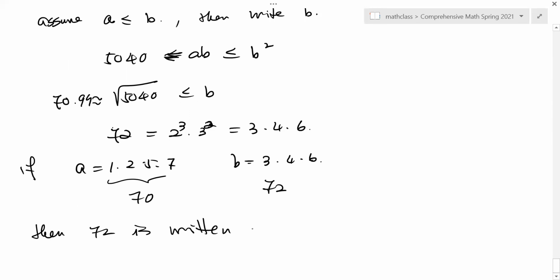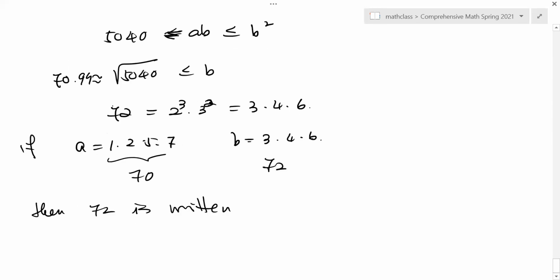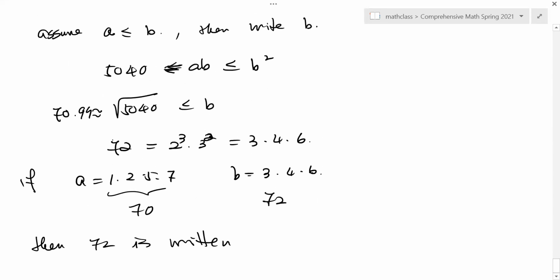Okay, so you choose the larger number, but 72 is the smallest number you can get. All other separations always give you a larger number than 72. So this is the kind of analysis you can do. 72 is the number you're looking for.